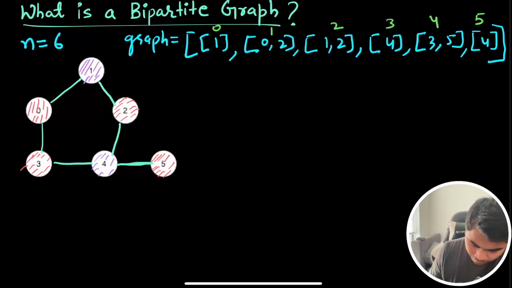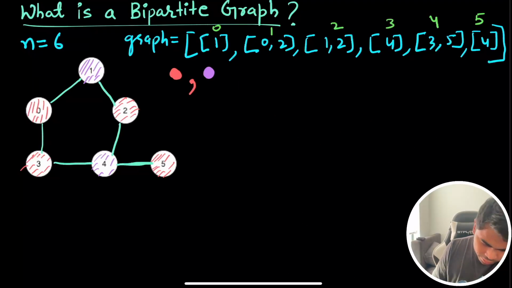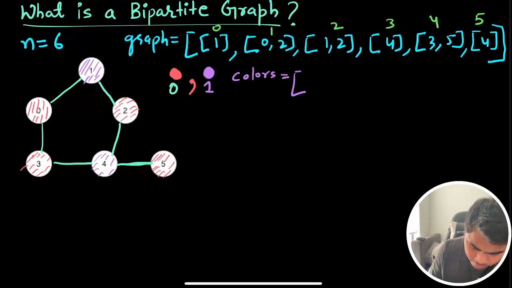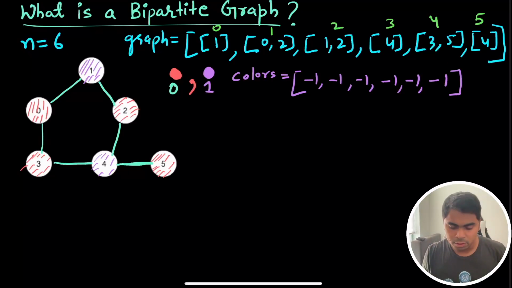So what we'll do is we'll have a colors array. These two colors, we can number them, it's better to work with numbers. So we can call this red 0, and then we can call this violet color 1, and then we can make a colors array that is going to be of the same size, initially containing just -1 value. That means we have not assigned any color to any node. So we have 6 nodes, so basically 6 -1s.